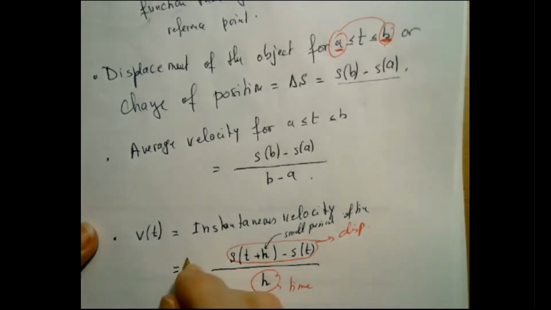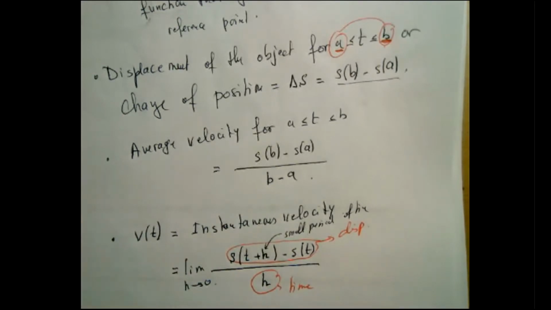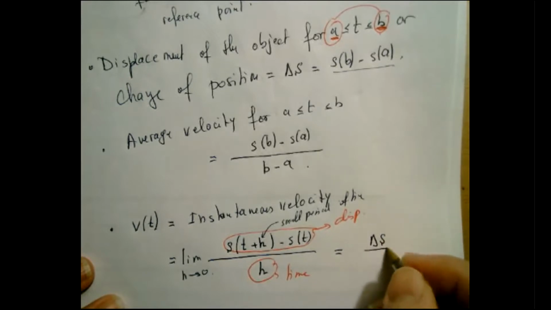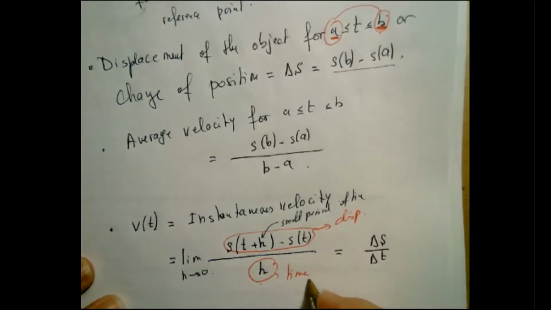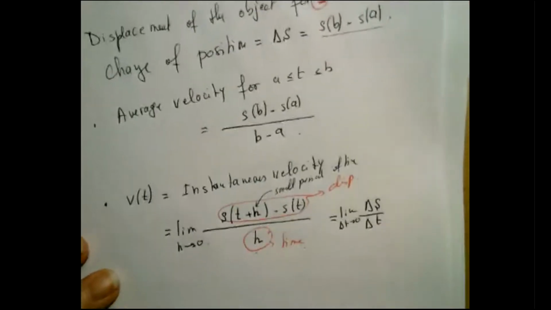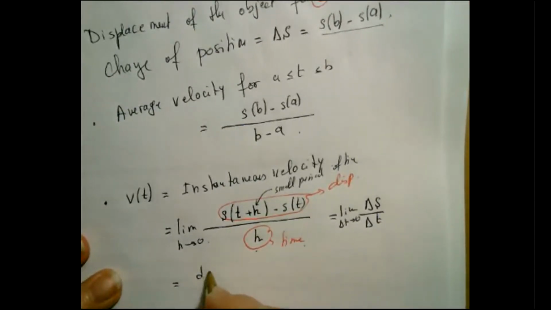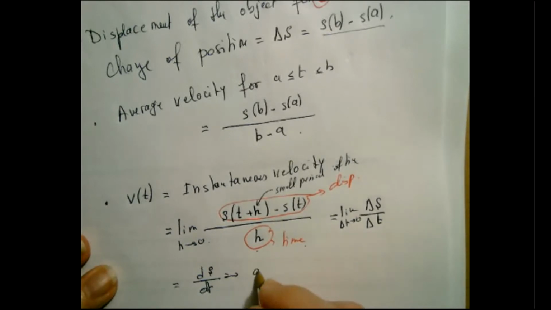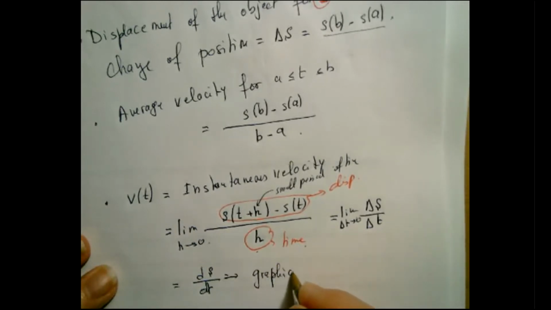And we ask ourselves, as we take the average over a smaller interval of time, that's what we mean by the instantaneous velocity. Another way to write this is the change of position over the change in time, because h is the change in time. Sometimes instead of writing h, we say when the change in time becomes very small. So this is nothing more than the derivative of the position with respect to time. That's the instantaneous velocity, and graphically it is the slope of the tangent line.